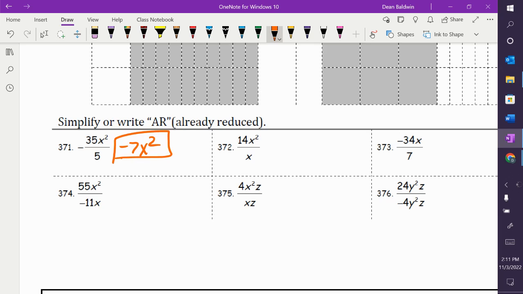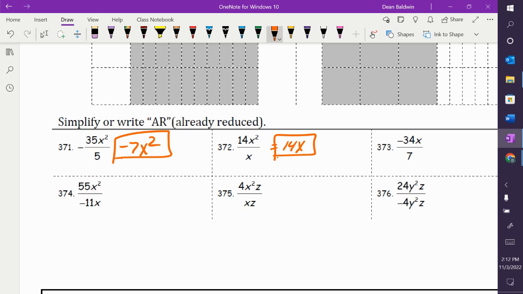What about the next one? What cancels? X squared over x becomes just x, and there's nothing to simplify the 14. How does what? Sorry? Juniper. Because how many x's are at the top here? 2. All right.